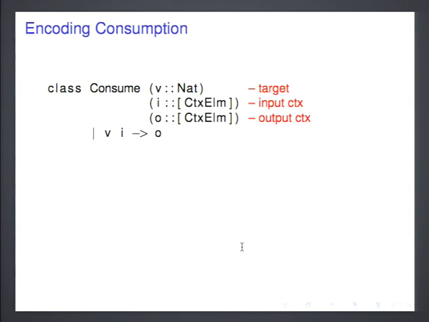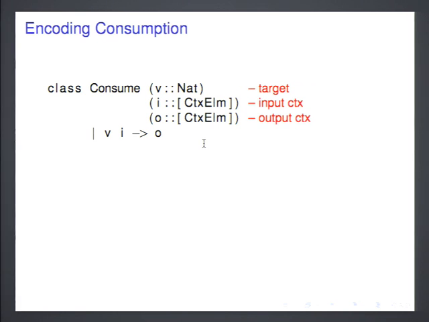Okay, so I'm going to show how to encode consume in a way that works, and then I'll come back to a way that doesn't work, because that's sort of interesting. So I'm going to use multi-parameter type classes and functional dependencies because I have to. And the way I'm going to do it is, I'll have a consume class, and it'll take the target that I'm looking for and an input context, and then it'll give an output context.